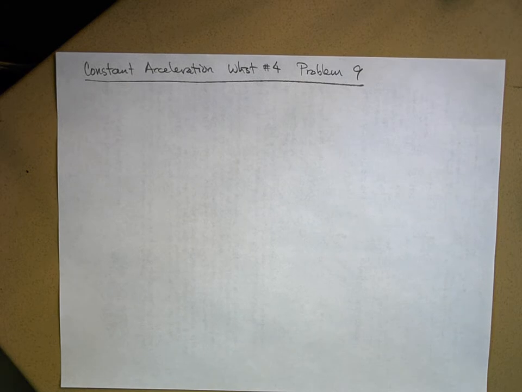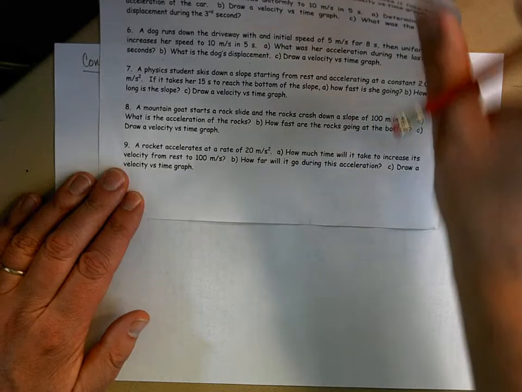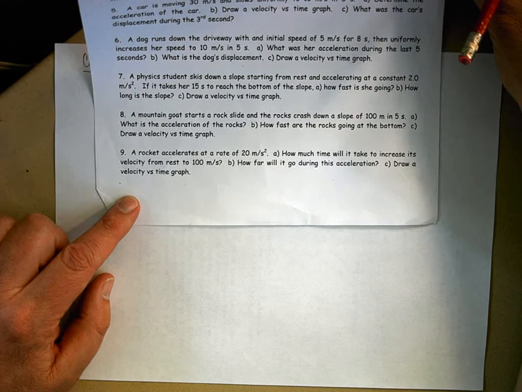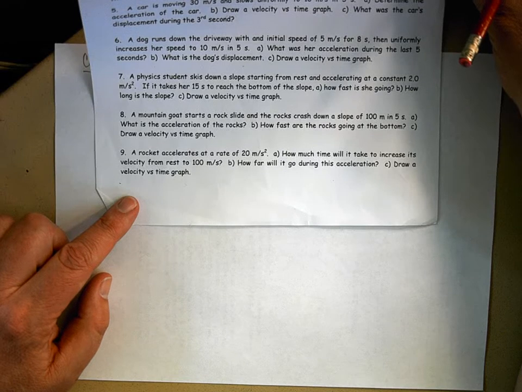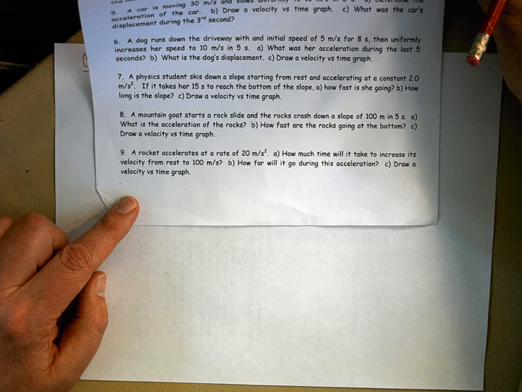Let's do constant acceleration worksheet problem number 9 from worksheet number 4. Here's the problem. It says a rocket accelerates at a rate of 20 meters per second squared. How much time will it take to increase its velocity from rest to 100 meters per second? How far will it go during this acceleration? Draw velocity versus time graph.